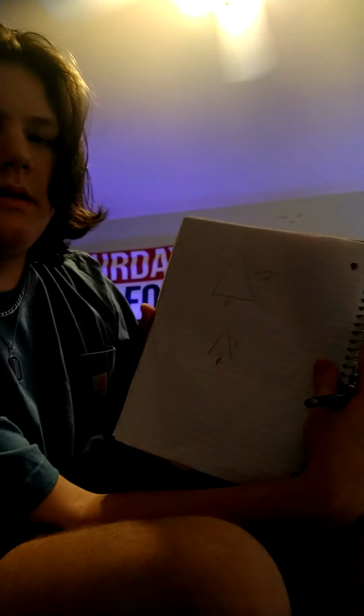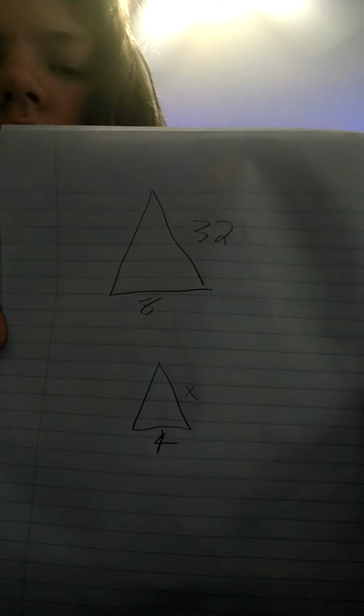And so, from here, we're going to go over here, and you're going to do basically the same exact thing. You're going to do 32 over 8 equals x over 4, and then from there, you're going to cross multiply like last time.